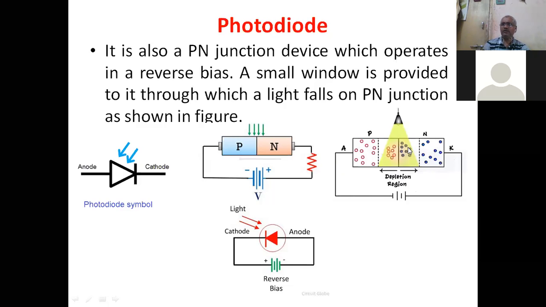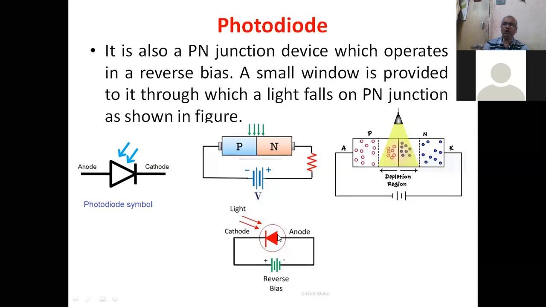So this depletion region is depleted of charge carriers, which means no free electrons or holes are present in the depletion region. So the electrons and holes, these are the free charge carriers, are not present in this depletion region. We'll see how this will work, depending upon the light intensity. So using the symbol, the same circuit can be drawn like this.